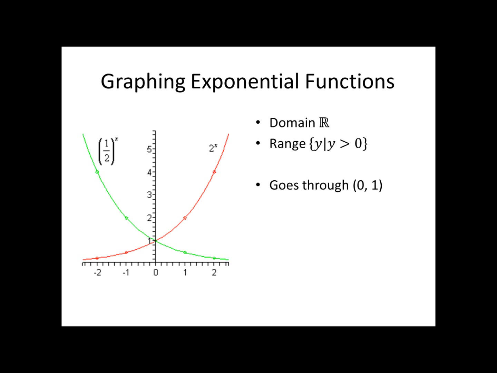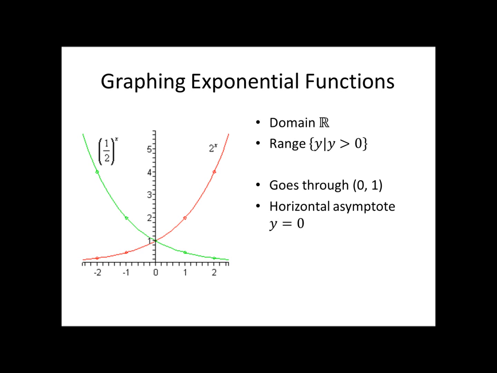Now, it goes through the point 0, 1. That means that the y-intercept for an untransformed exponential function is 1. That's true whether it's a base 2, a base 3, a base 0.5 like we see here, or whatever base, even a base e. They all go through the point 0, 1.